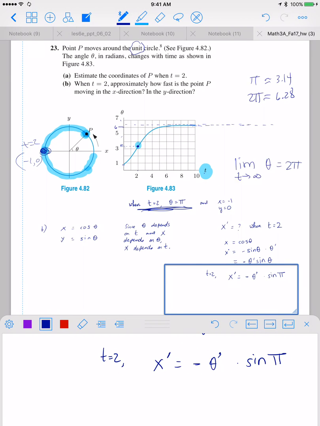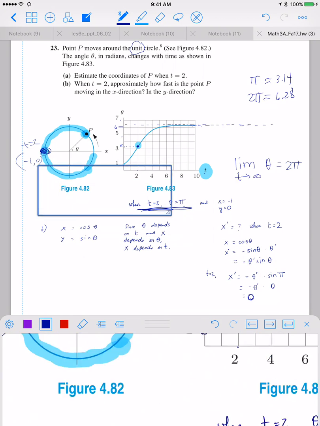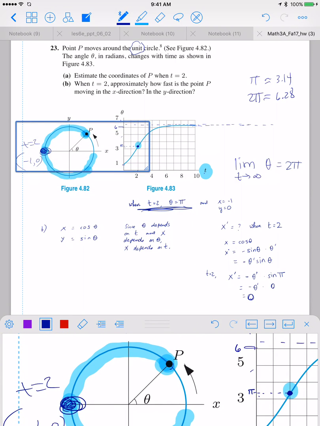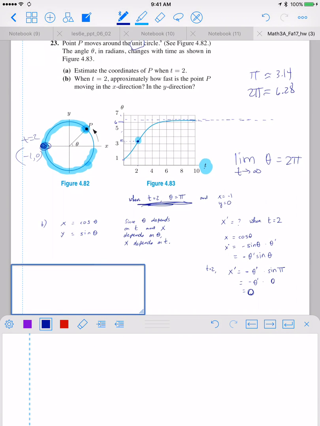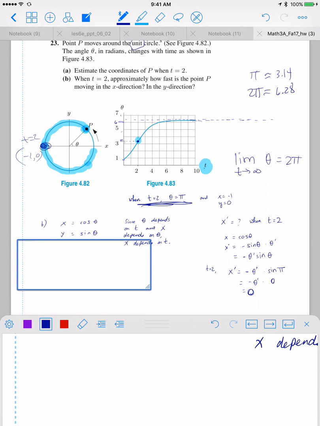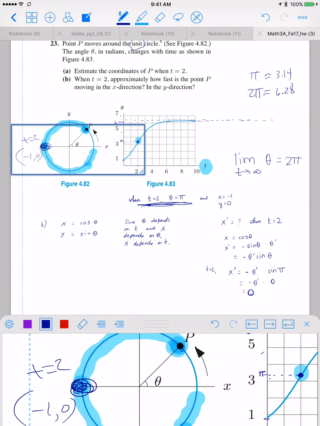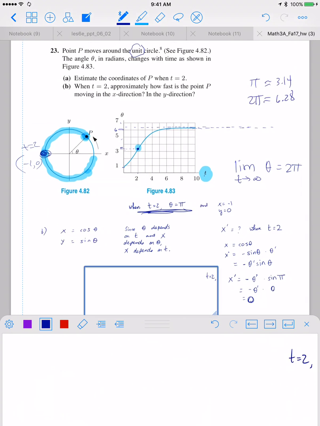So notice the sine of pi is going to be equal to 0. So negative theta prime times 0 is equal to 0, which makes sense because if we look at the position P, in terms of the x direction, this is actually a critical point, right? P is getting close to the x value of 0.